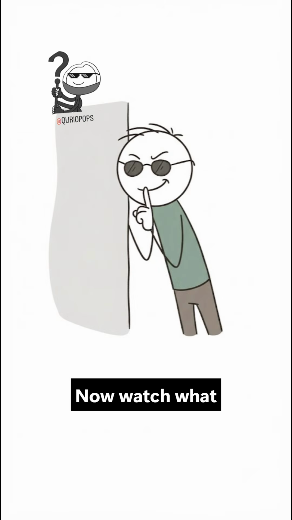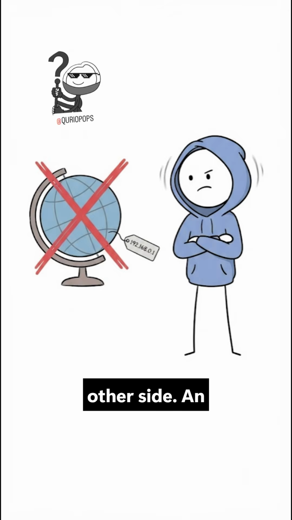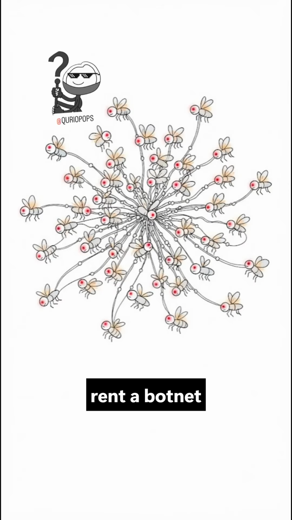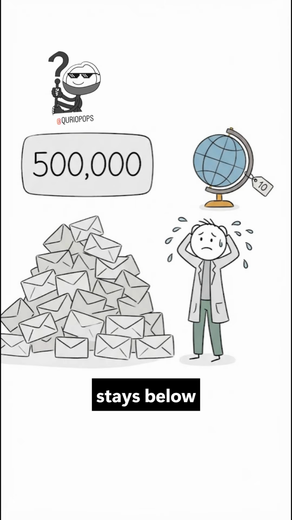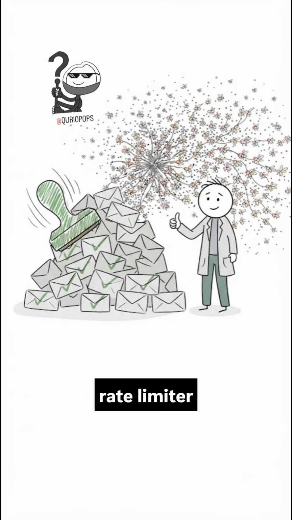Now watch what happens on the other side. An attacker doesn't use one IP. They rent a botnet with 50,000 machines. Each machine sends only 10 requests per minute. Every individual IP stays below your limit, but together they're generating 500,000 requests every minute. Your rate limiter happily lets them through because no single IP looks suspicious.